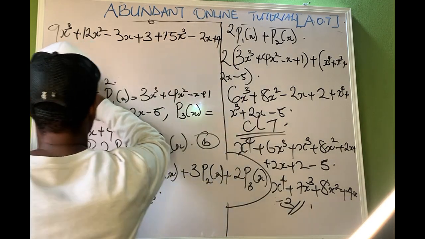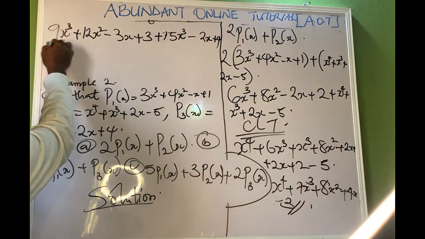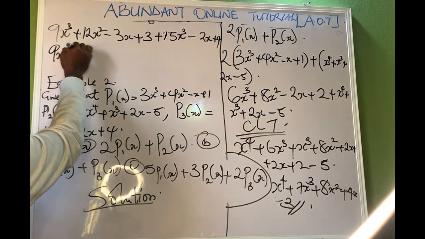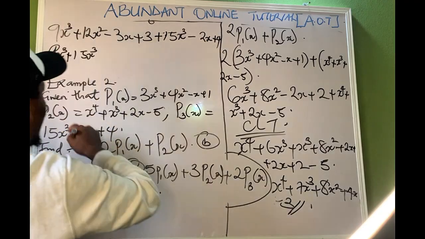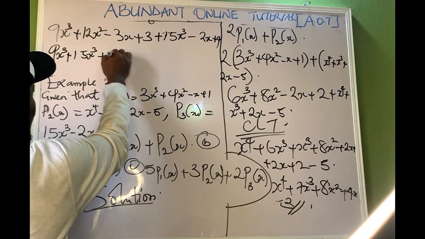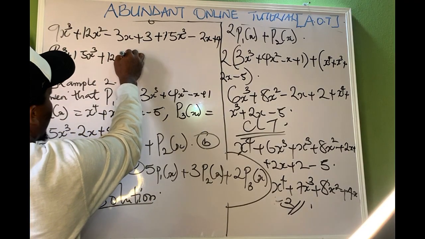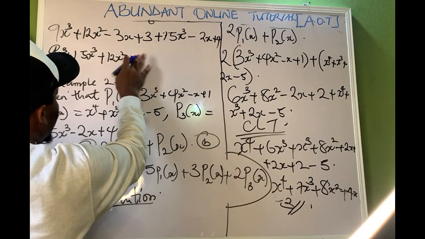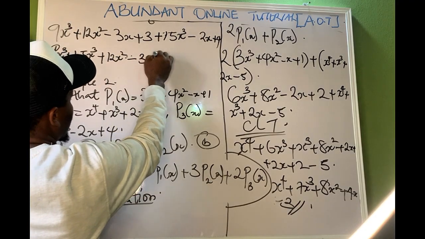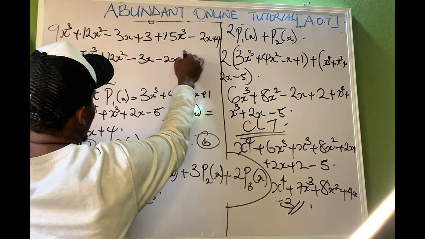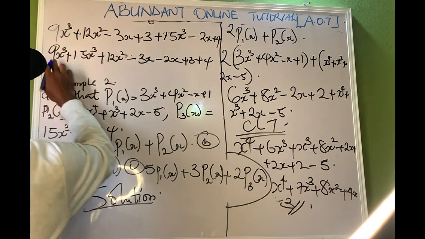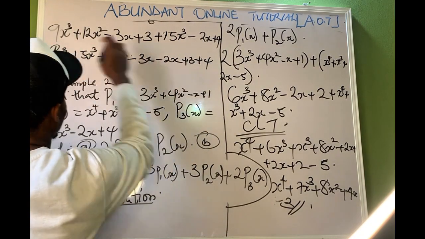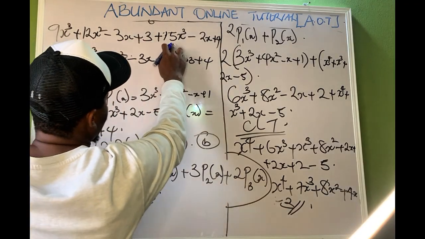Okay, now let's collect the like terms. I have my 9x cubed plus 15x cubed, and plus 12x squared. After that, I have minus 3x minus 2x plus 3 plus 4. 1, 2, 3, 4, 5, 6, 7.